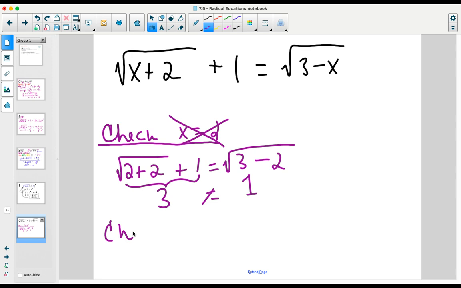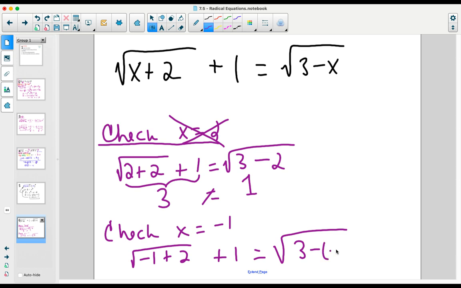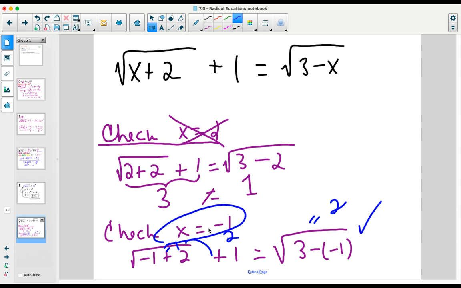Now we check x is equal to -1, and we have the root of -1 plus 2, plus 1, is equal to the square root of 3 minus -1. This whole radical is equal to 1. This whole radical is equal to 2. 1 and 1 makes 2, and this one checks out. So x equals -1 is our only solution for this radical equation.